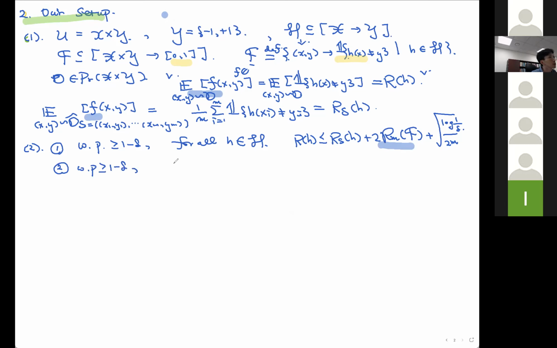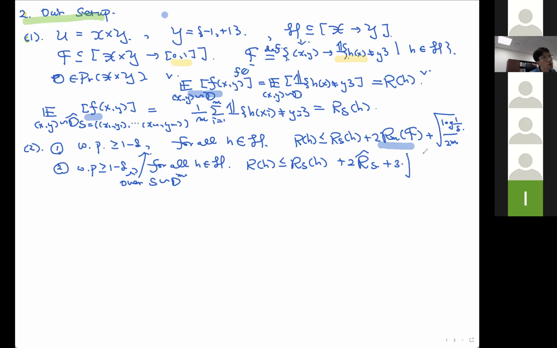Same way, our second statement, with probability at least 1 minus delta, looks like this for h in H. R of h is bounded by the empirical risk of h plus 2 times the empirical Rademacher complexity of S. So this is a probability both over the sample. Same thing should go here. But just 3 times square root of log 2 over delta over 2m.